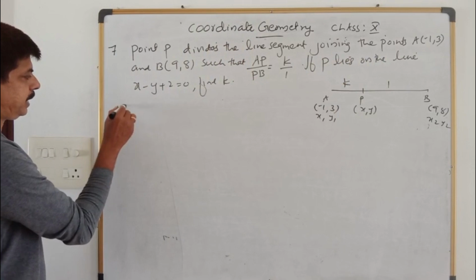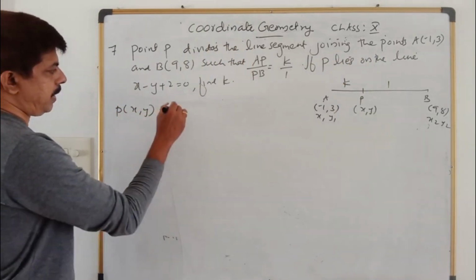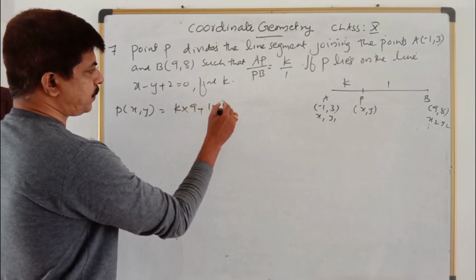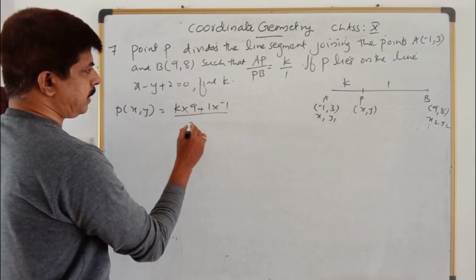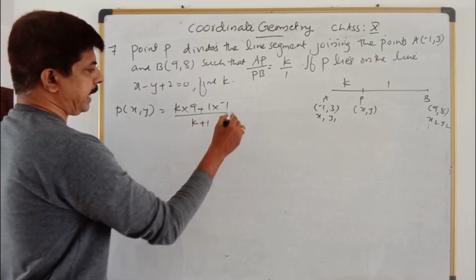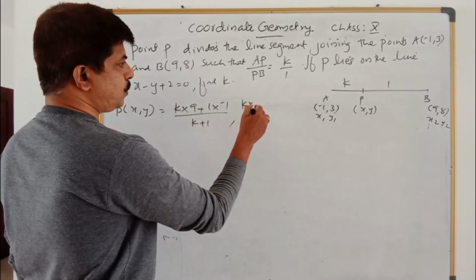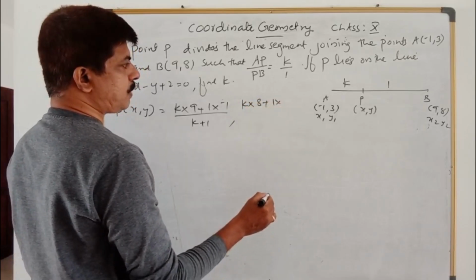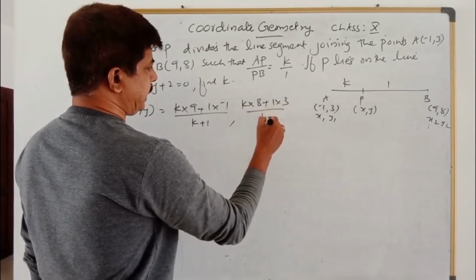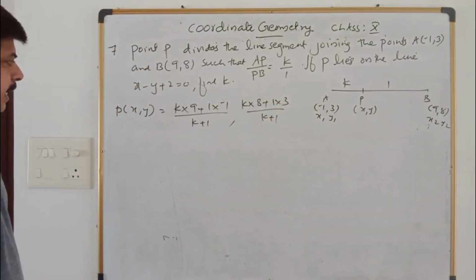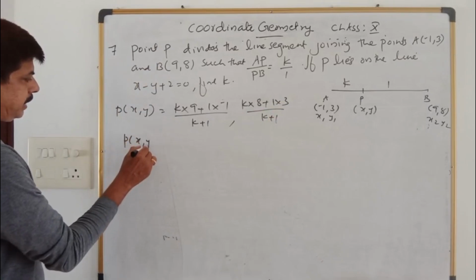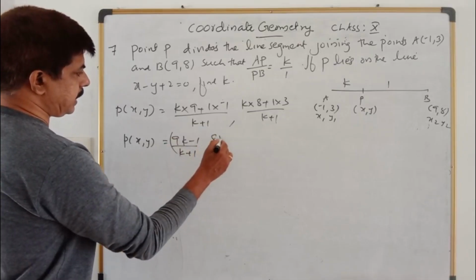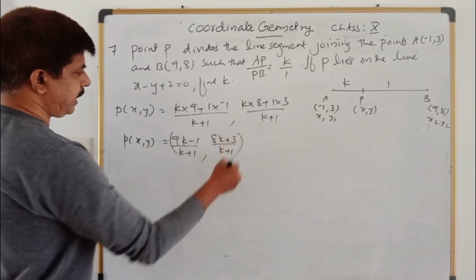So the point P(x, y) is (m1 x2 plus m2 x1) divided by (m1 plus m2), and (m1 y2 plus m2 y1) divided by (m1 plus m2). Substituting, P(x, y) is equal to ((9k minus 1) by (k plus 1), (8k plus 3) by (k plus 1)).